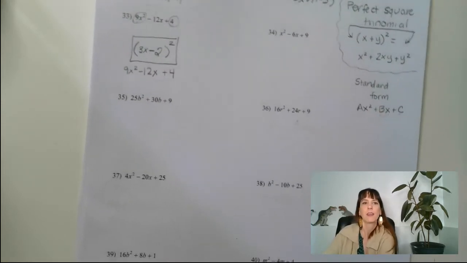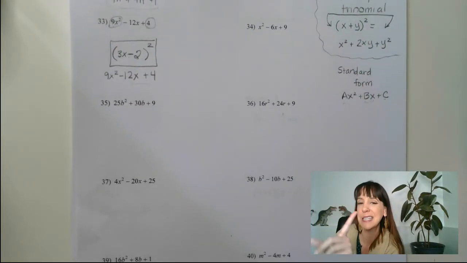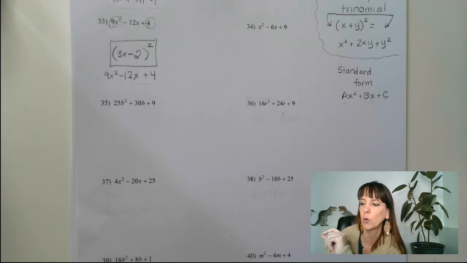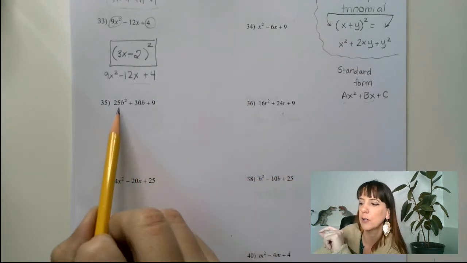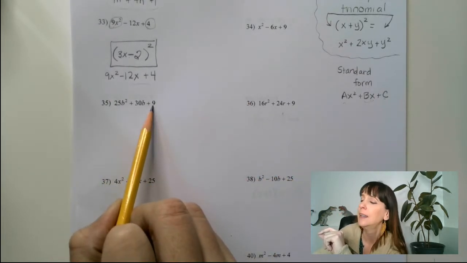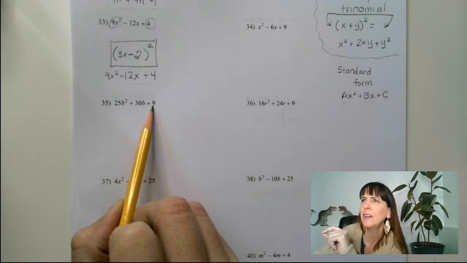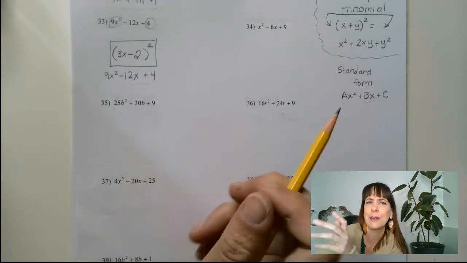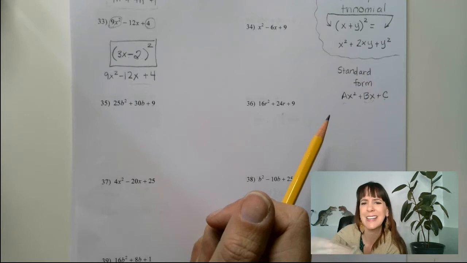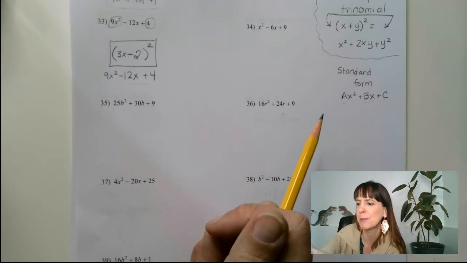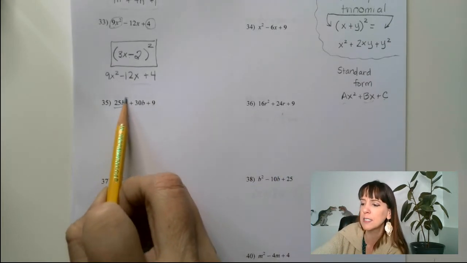Let's try some more. Number 35. So see, this is a good one. If you were factoring this by grouping, and we'll get to that a little bit later in this video, you would have to do 25 times 9. Ain't nobody got time for that. It's like 225, something like that. And then you gotta find all the factors of 225. Oh, we'd be here all day. Guys, I'm lazy. I'm gonna show you the easiest way to do things. I can't be bothered.